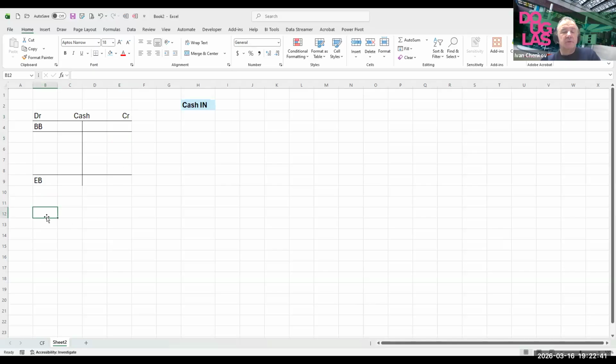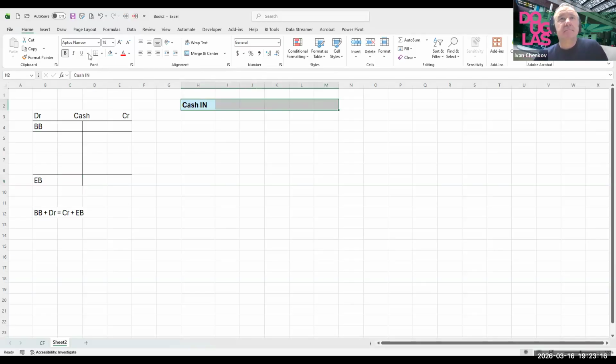Simple, easy to understand balance sheet account. What do we know about this account? We know that, let's start with the beginning balance plus the debit during the period, is always equal to the credit during the period plus the ending balance. Beginning balance and everything on the debit side is going to give us cash available. Credit is going to give the cash that we paid. Cash available minus cash paid is going to give us the ending balance. We already know that.